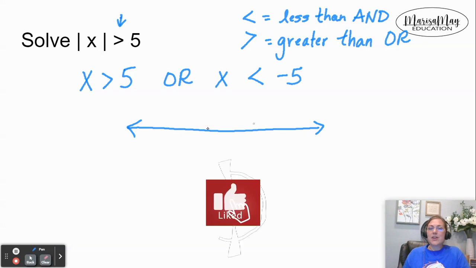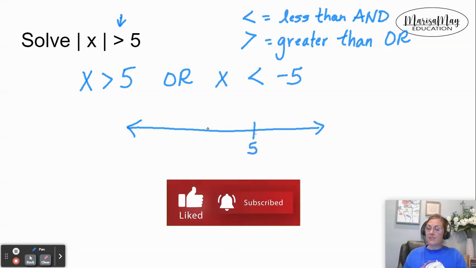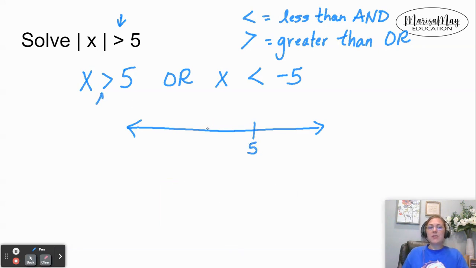We're going to say x is greater than 5. There's 5. There's no equal to underneath that inequality, so I'm going to put an open circle there. And x is greater than 5, so I want to shade to where the numbers are greater than 5, and that's on the right. Or x is less than negative 5. So here's negative 5. Again, no equal to, so I'm going to use an open circle. And I'm going to shade where the numbers are less than negative 5, and that's to the left.